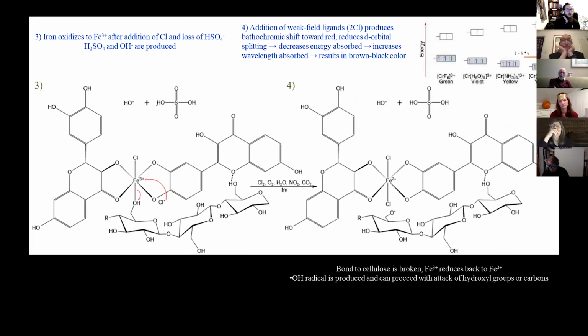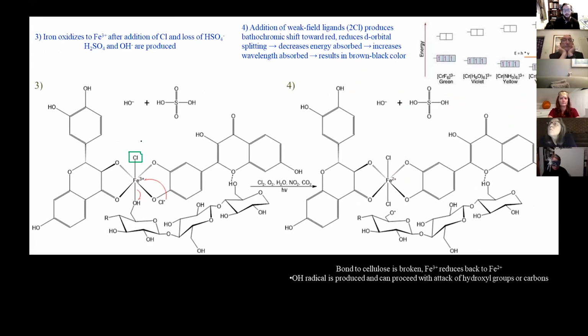So here in our next step, we can see that we added a chlorine to the molecule. Before, we had a sulfate group there, which is, I have to look at my notes, a strong field ligand. So we had sulfate there, a strong field ligand. A chlorine group is actually what's called a weak field ligand.